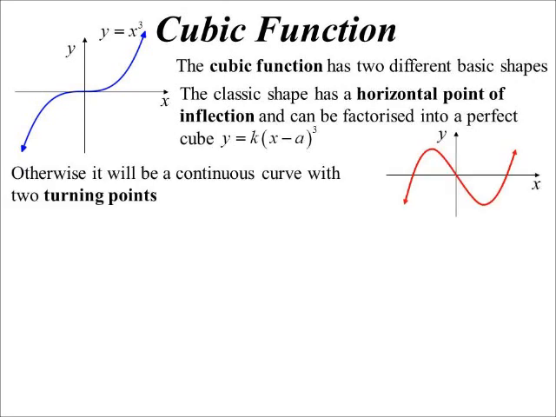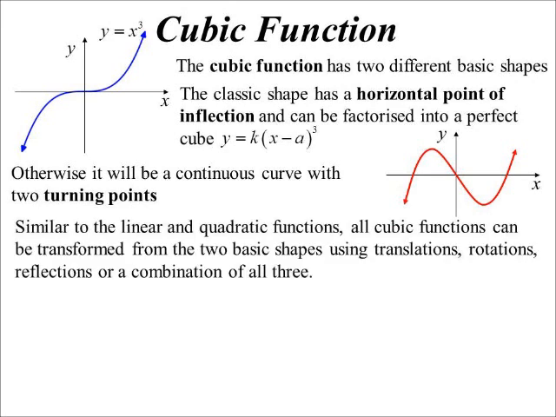The other basic shape is this up and down shape. So it's got two turning points. So that'll be the alternative shape if it's not a perfect cube. But once again, just like the linear function and the quadratic function, we can create the shape by translating, rotating, reflecting either of the basic shapes. We can get all of the different cubics.